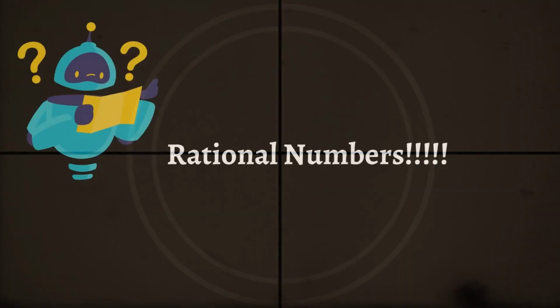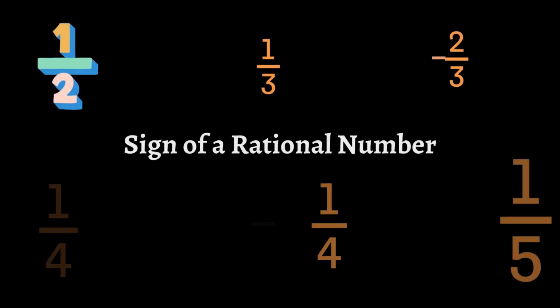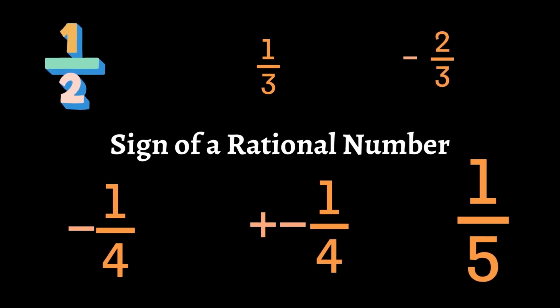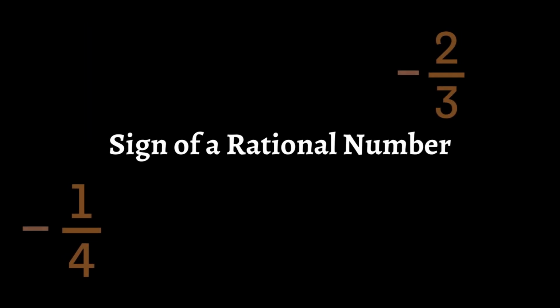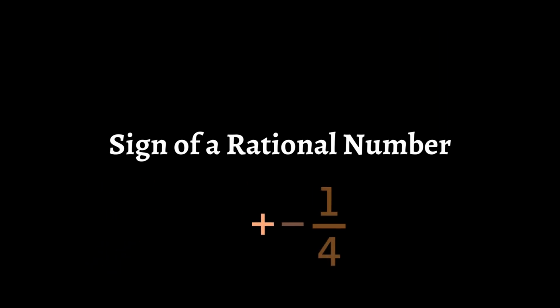Before starting with rational numbers, we will first understand one important yet small property which confuses many: identifying the sign of a rational number. Just like in integers, every rational number has one single sign, either positive or negative. So in case we have more than one sign to the left of a rational number, we need to convert it into a single sign.